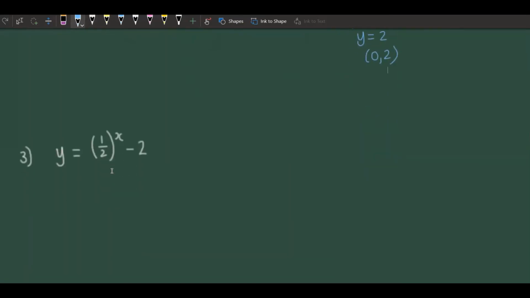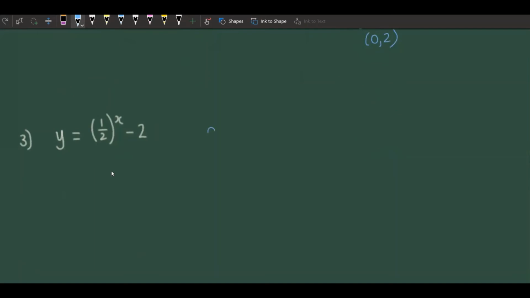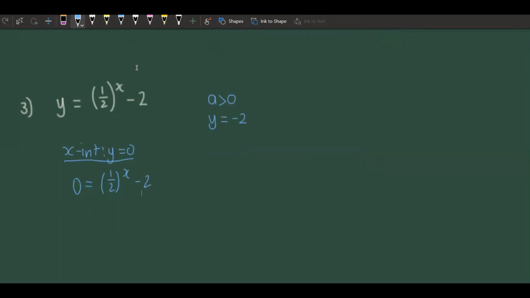Let us have a look at this last example. Over here, our a, once again, is positive, and our asymptote is y is equal to -2. So in this case, we do have an x-intercept. So let's calculate our x-intercept by making y equals 0. So we have 0 is equal to 1/2 to the power of x minus 2. This is an exponential equation. So in an exponential equation, we get the base and the exponent by itself.